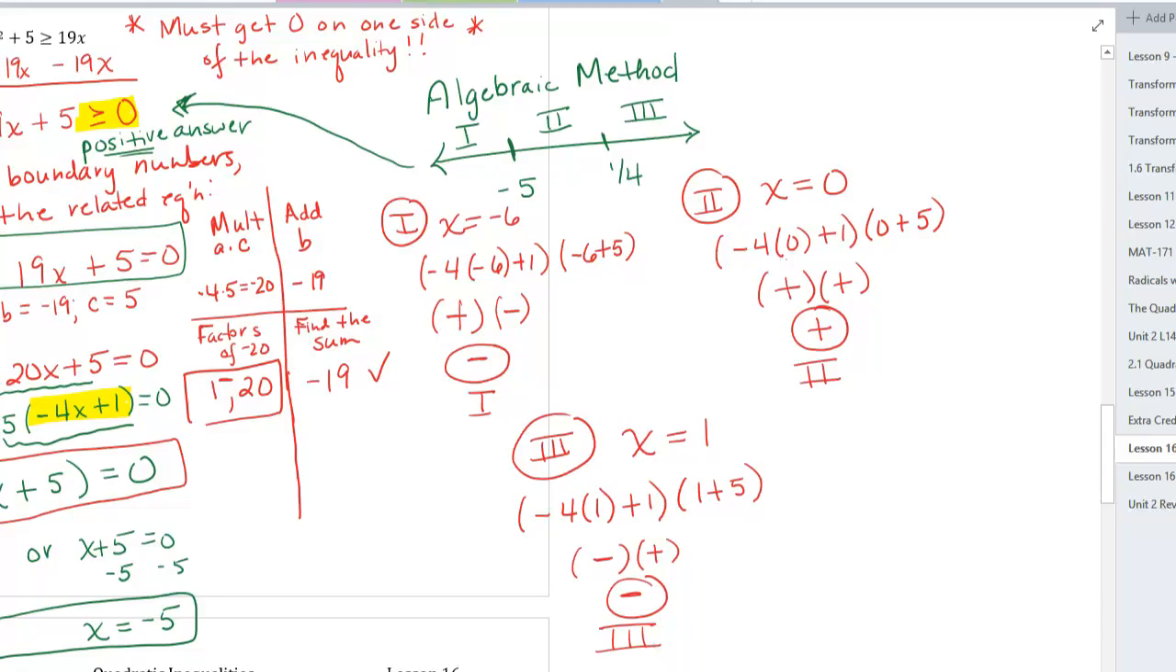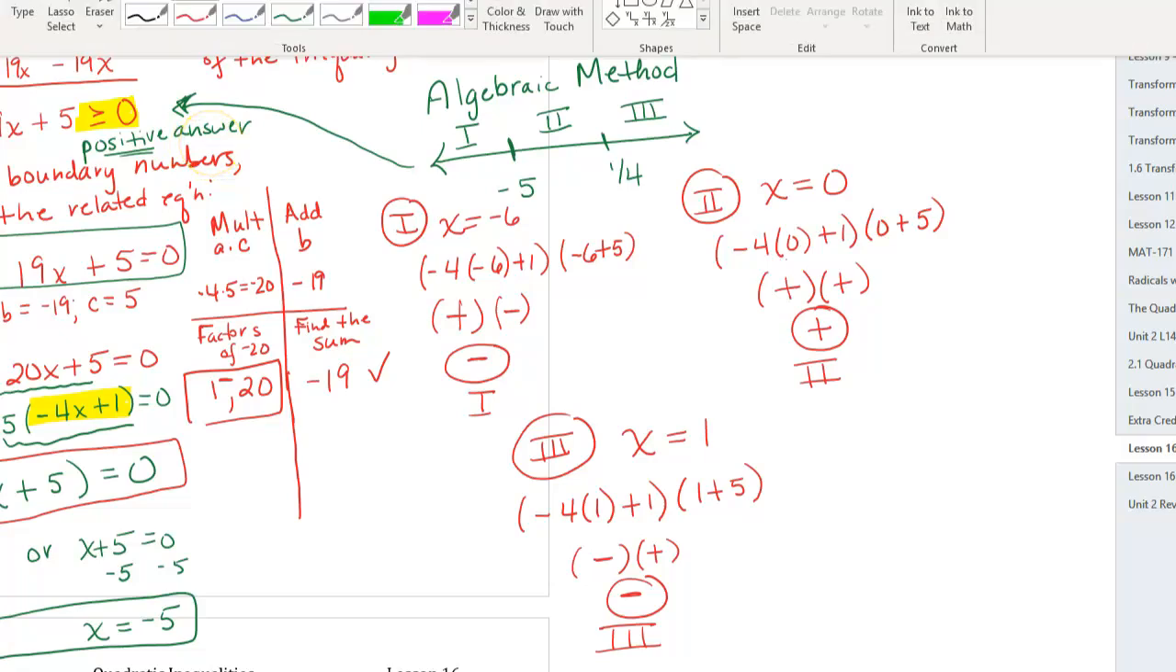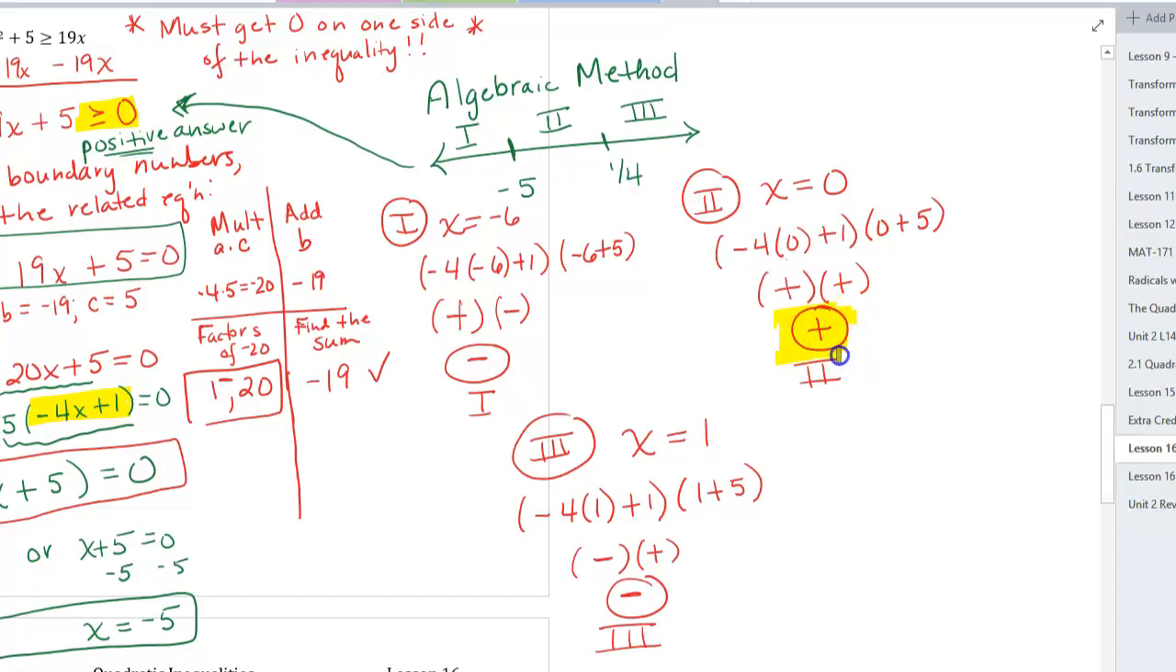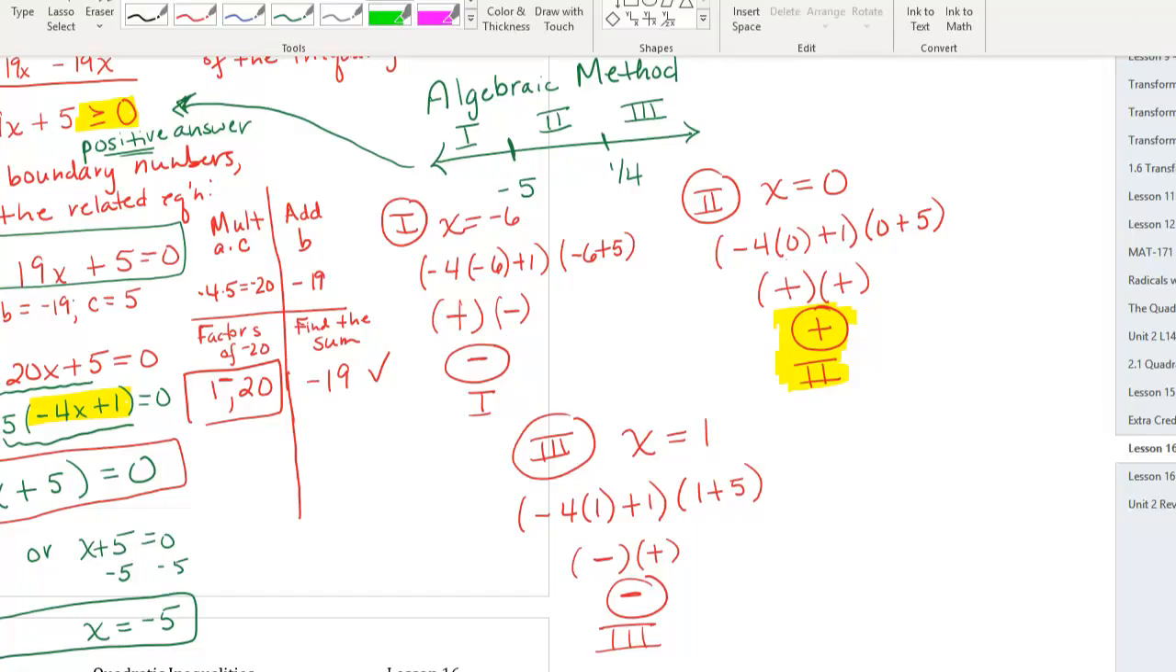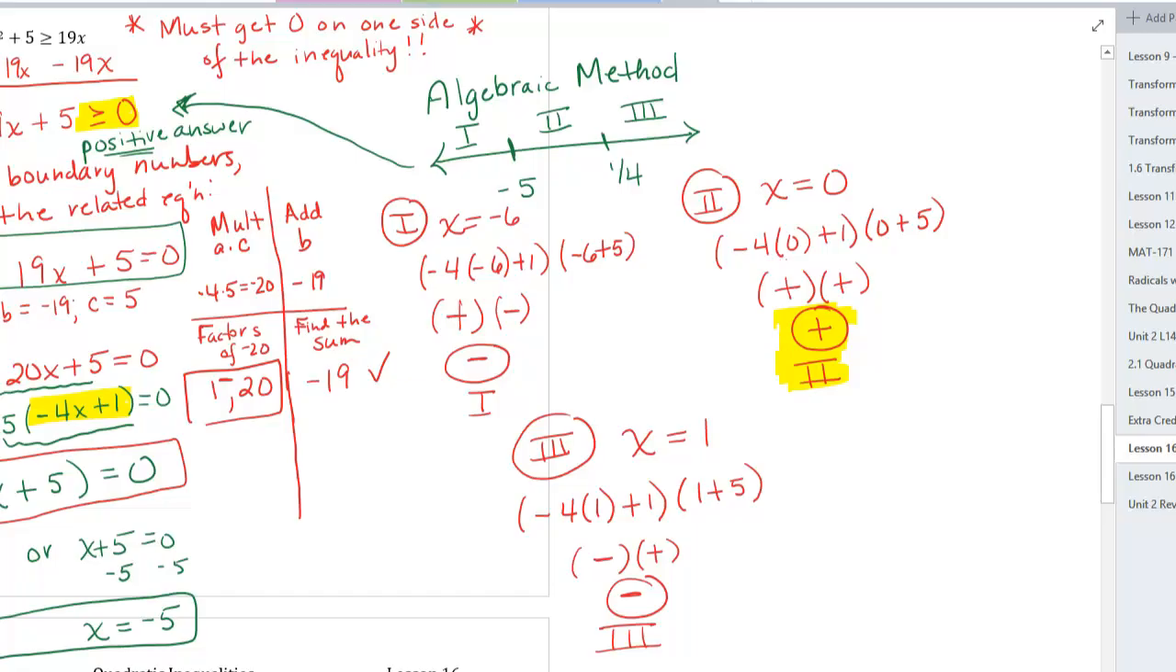So remember what I said, I was looking for numbers that give us positive answers. So that would be interval 2. So that's where our solutions lie. So the answer to this quadratic inequality would be the numbers from -5 to 1/4. And since we have the equals to on here, and -5 and 1/4 were the values that made it equal to 0, then I'm going to put brackets because I want to include those numbers.